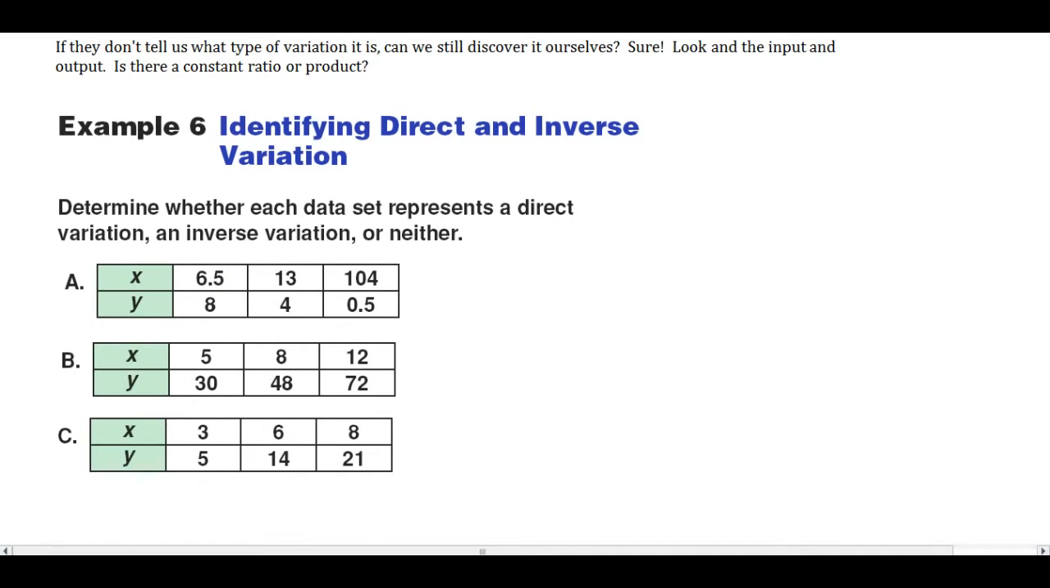Now, let's wrap this up. So we're going to talk here about what if they don't tell you what type of variation it is, and you're just looking at data. So see down here in example 6, I'm just looking at data going, I don't know if it's direct or inverse. Well, we know some important information.